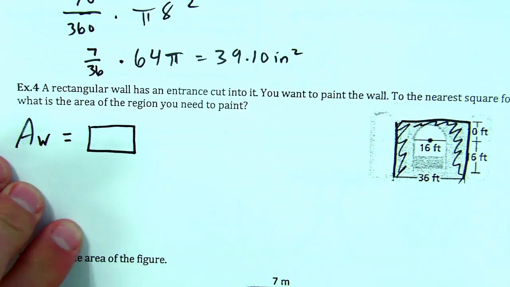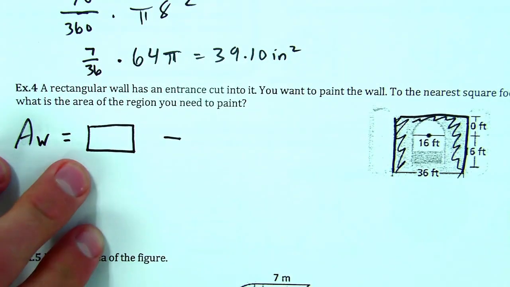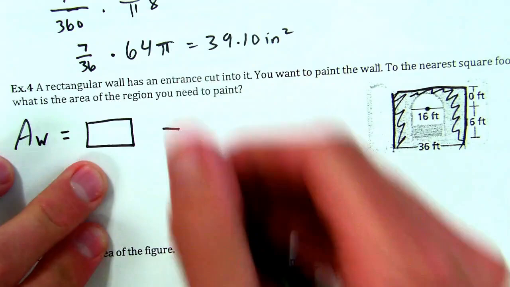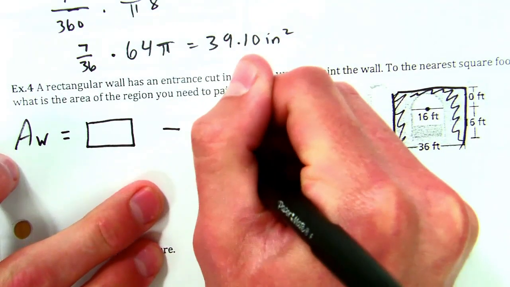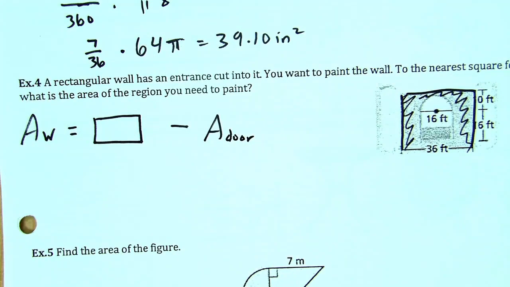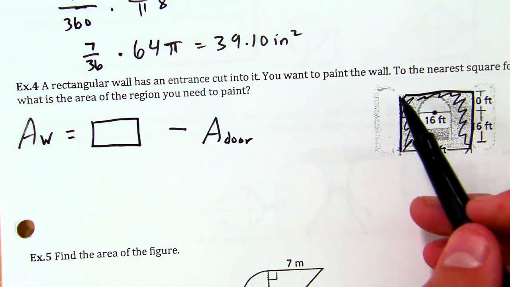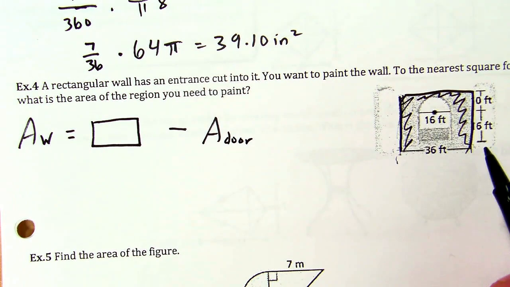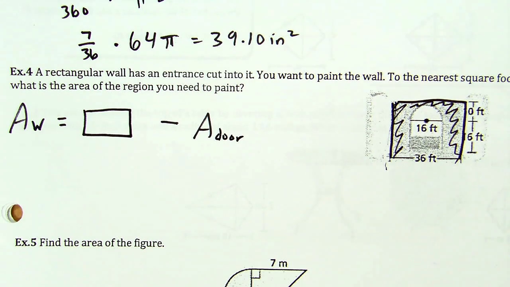But then you have to subtract off the area of the door. So it's the whole wall minus the area of the door. All right, so if I can figure out the area of this whole thing and subtract the area of the door, so that's what we'll do.